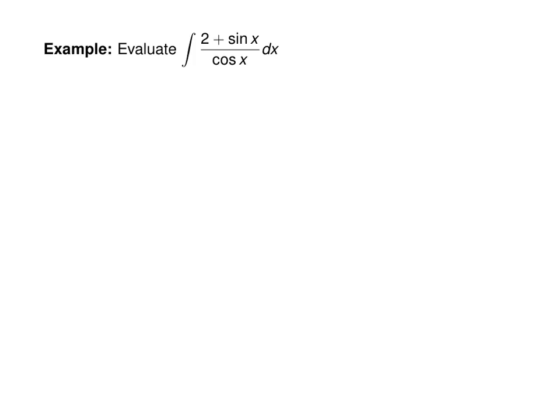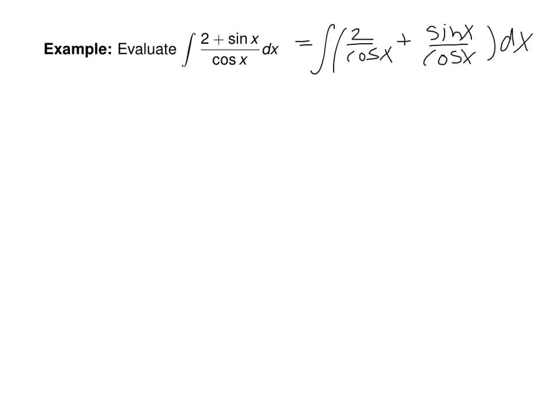In this next example, we have the integral of 2 plus sine x all over cosine x. So let's start by making this into a sum of two integrals. So we'll have the integral of 2 over cosine x plus sine x over cosine x dx. And then 2 over cosine is the same thing as 2 secant of x plus the integral of sine over cosine is tangent.